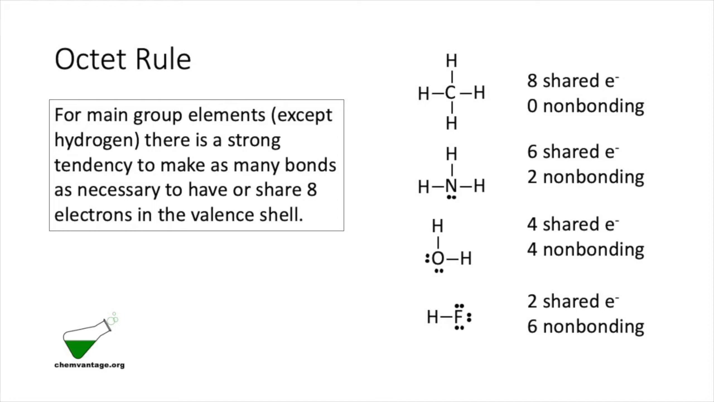For main group elements in the second row of the periodic table, there is a strong tendency to form as many bonds as necessary to surround each atom with 8 electrons, because this is a particularly stable or low-energy configuration. The 8 electrons can be any combination of shared bonding electrons or non-bonding lone pairs. This is the octet rule.